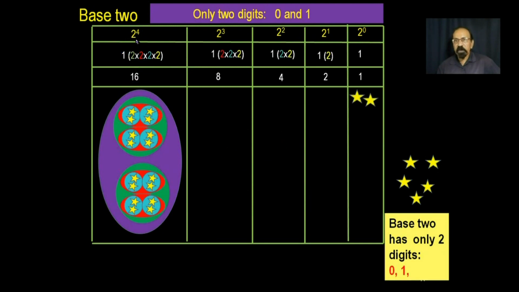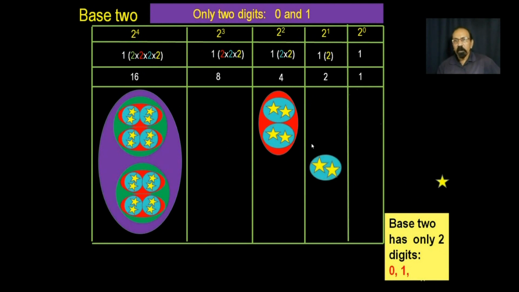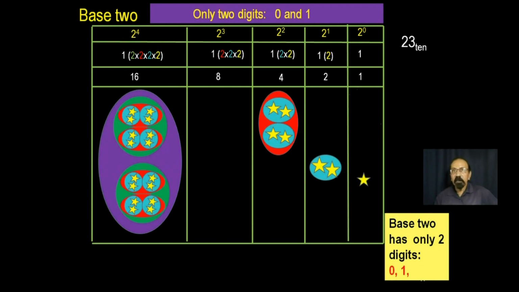Let's count some more stars. We know by now once we get 2, we'll have to carry it over to the next group. So let's stop here. In base 10, how many stars do we have? 2, 4, 6, 8, 10, 12, 14, 16, 18, 20, 22, and 1, 23. We have 23 stars. That's in base 10.